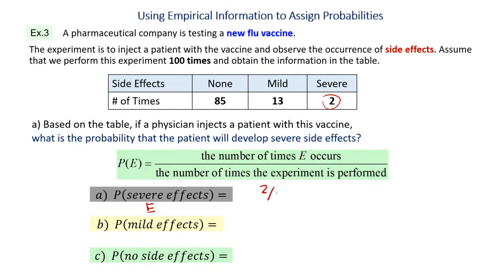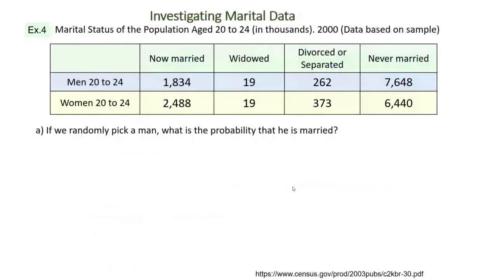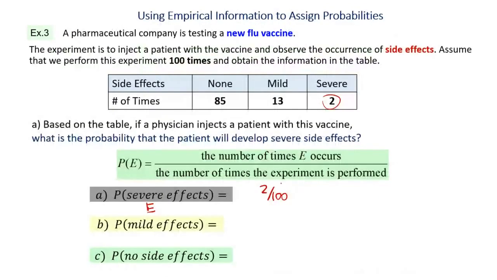So the probability is 2 divided by the total of 100 times. Mild effects: the number of times the situation occurred divided by the total number of experiments, 13/100. And no side effects: the probability of no side effects is 85/100.